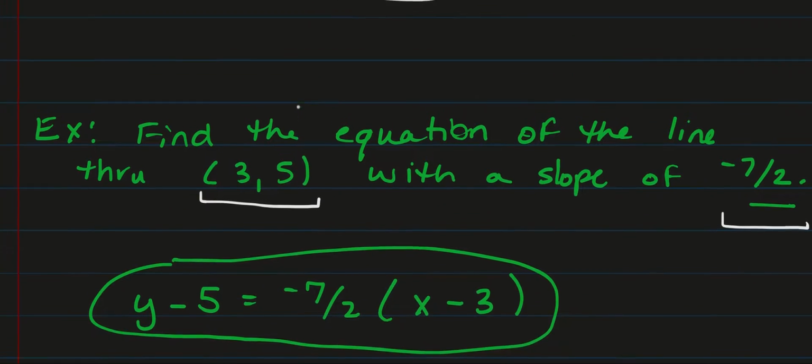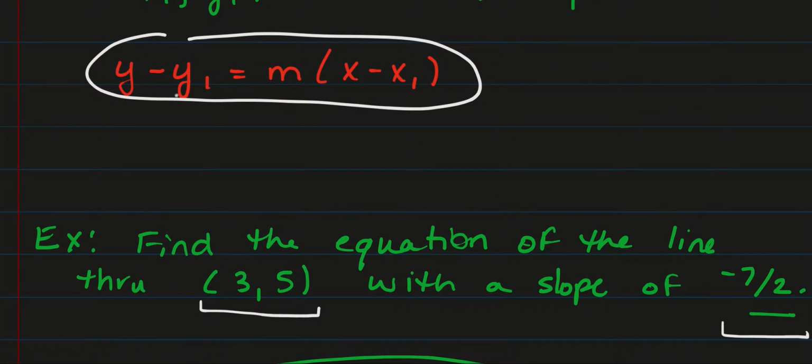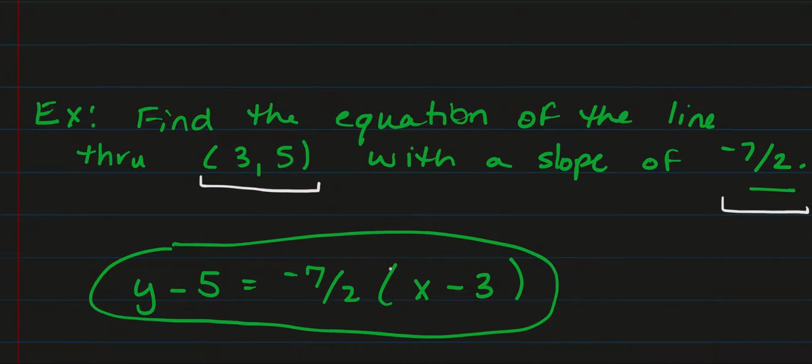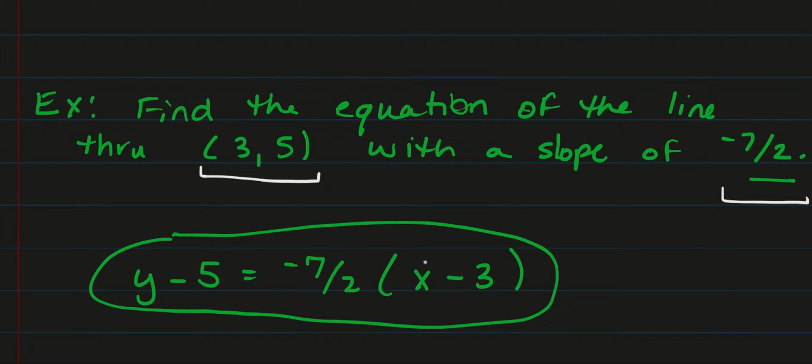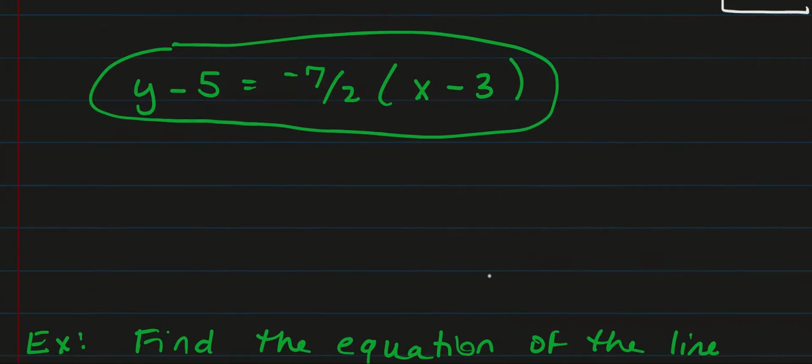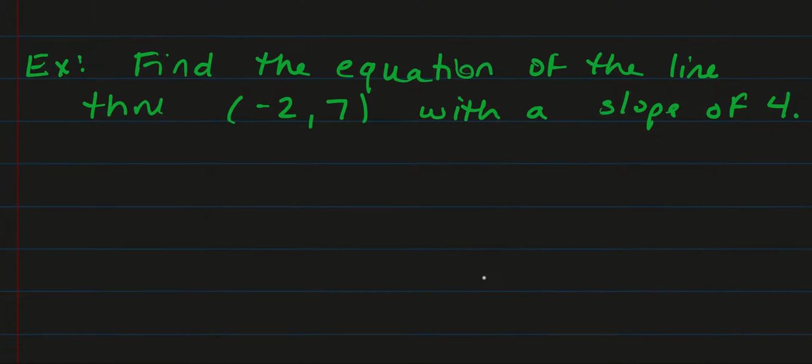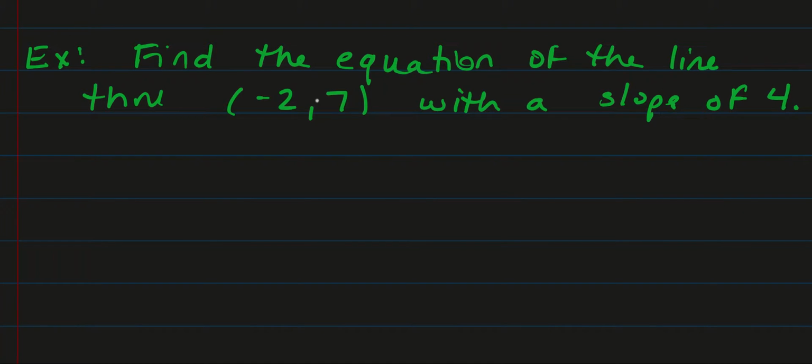All we did was we followed this formula, y minus y1, so y minus 5 is equal to the slope, which is negative 7 over 2 times x minus 3. Let's do another example. Let's find the equation of the line that goes through this point, negative 2, 7, and has a slope of positive 4.